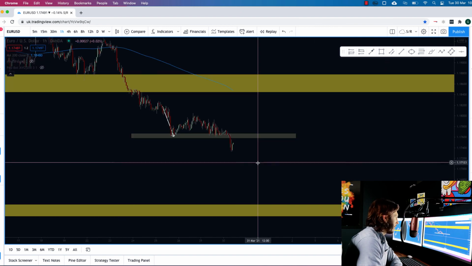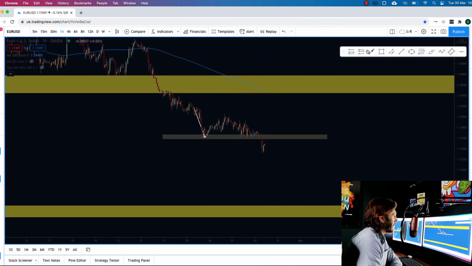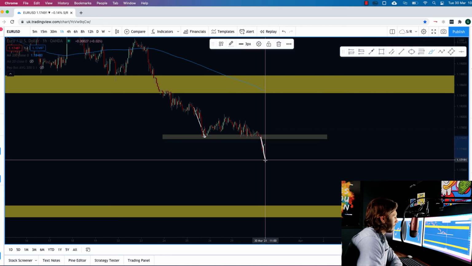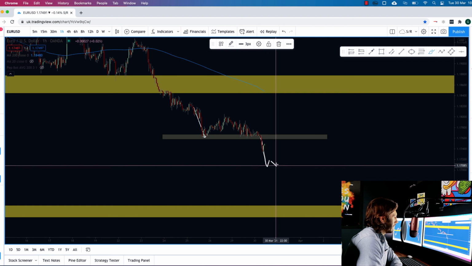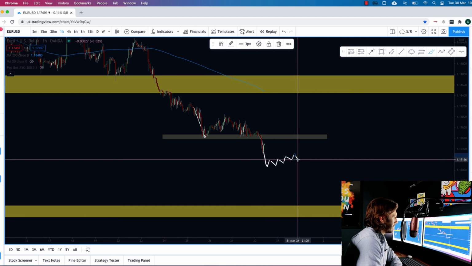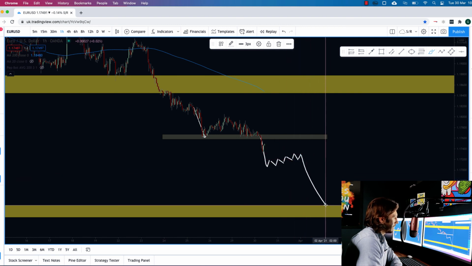Another setup you could look at if we don't get the pullback is, we'd wait for price to break down further, and then we could see a correction like this, and again, you'd trade the flag pattern to the downside.